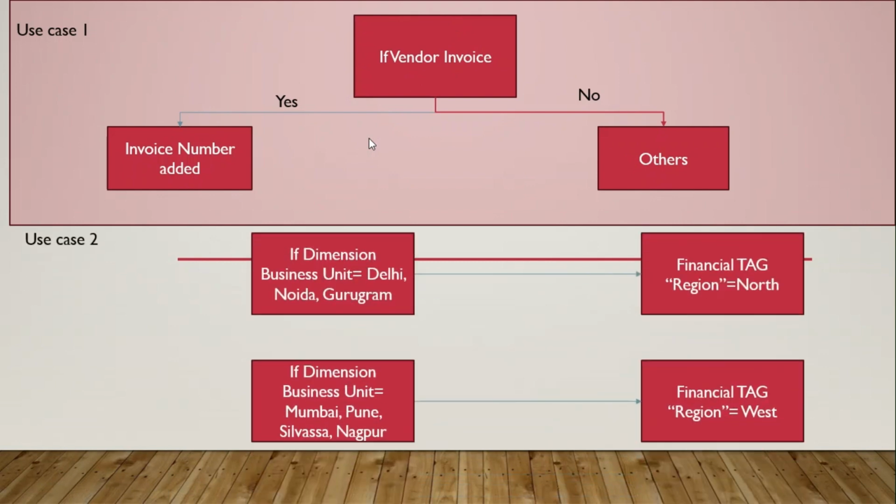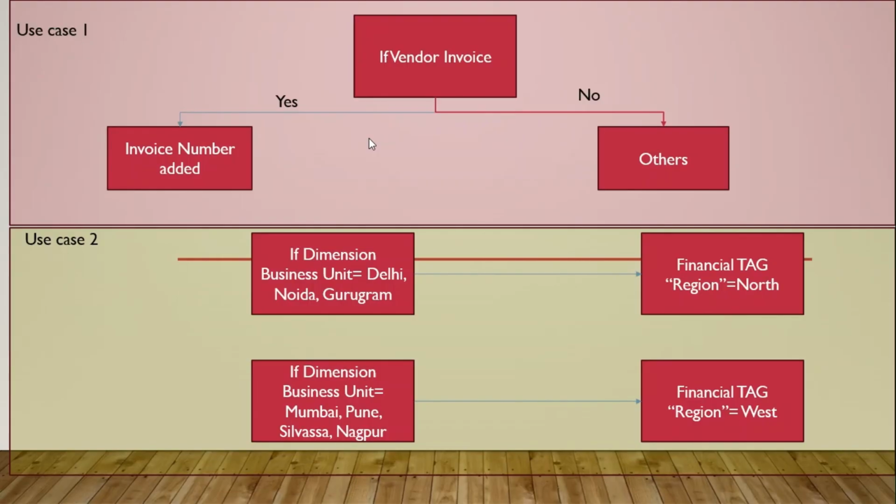The second case study which I have prepared is, say if my financial dimension business unit is Delhi or Noida or Gurugram, then my financial tag region will be automatically filled as North. Similarly, if my dimension business unit is Mumbai, Pune, Silvassa or Nagpur, then my financial tag region will be automatically filled as West. So these are the two case studies which I have prepared.